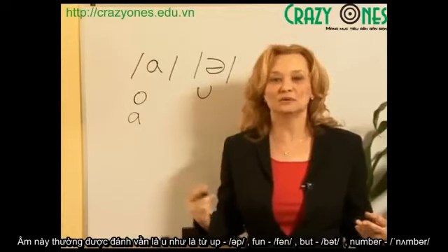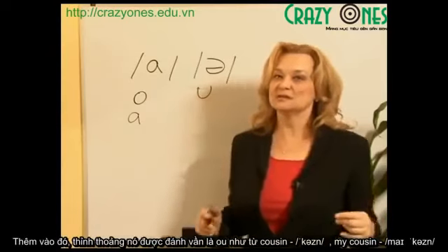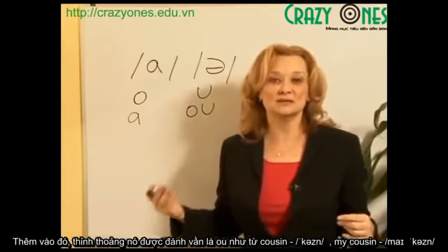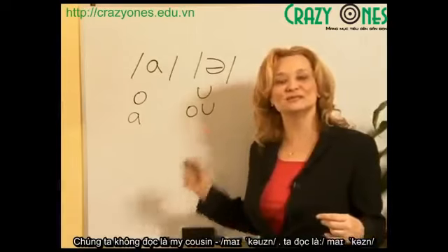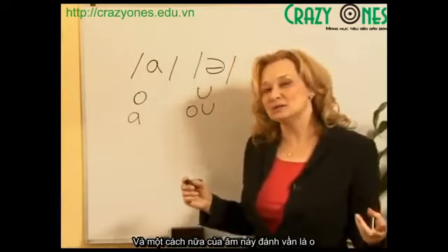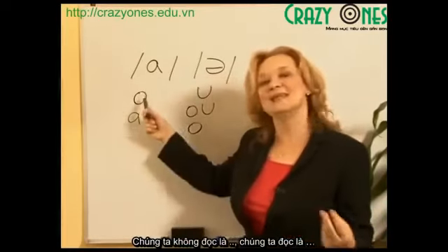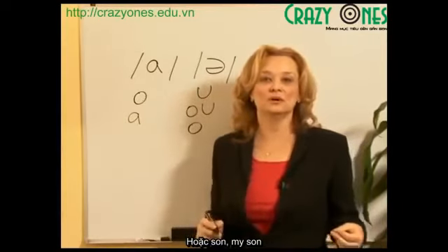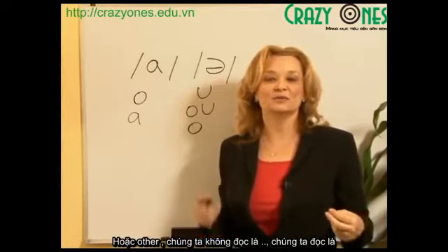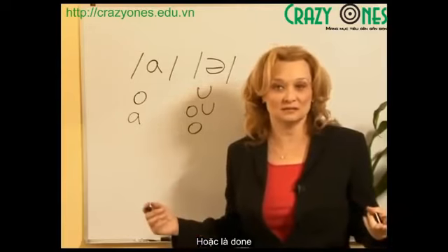This sound is commonly spelled with the letter U, as in words like up, fun, but, number. But also, sometimes this sound is spelled with OU, as in words like cousin, my cousin. We don't say my coh-sin, we say my cousin, or country. And once in a while, this sound is also spelled with the letter O, as in words like love. We don't say lohv, we say love. Or son, my son. Or other. We don't say oh-ther, we say other. Or done, D-O-N-E, I'm done.